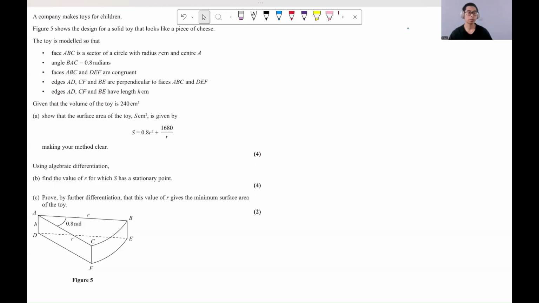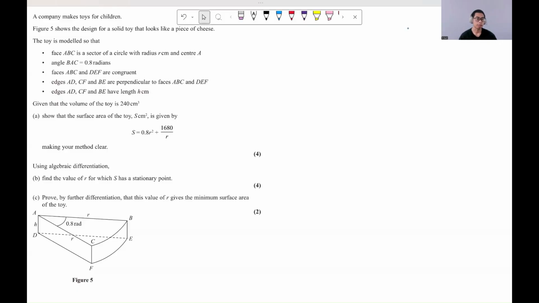Question 15. A company makes toys for children. Figure 5 shows the design for a solid toy that looks like a piece of cheese. The toy is modeled so that face ABC is a sector of a circle with radius r and center A, and angle BAC is 0.8 radians. Faces ABC and DEF are congruent, so basically the top sector of circle and bottom sector of circle are exactly the same.